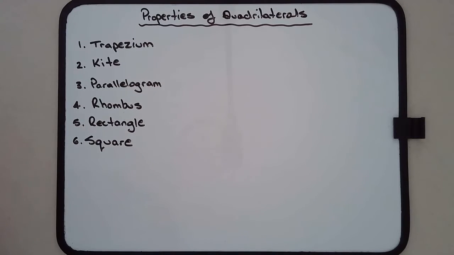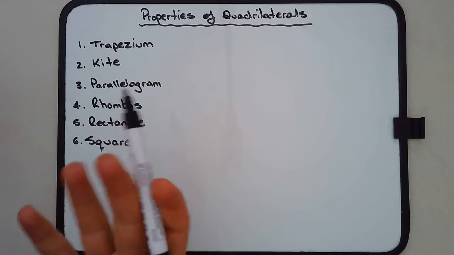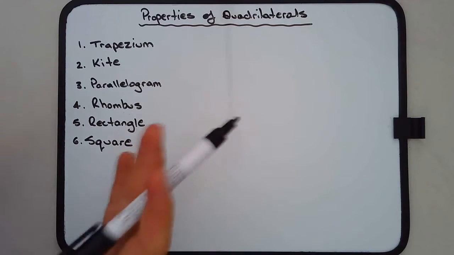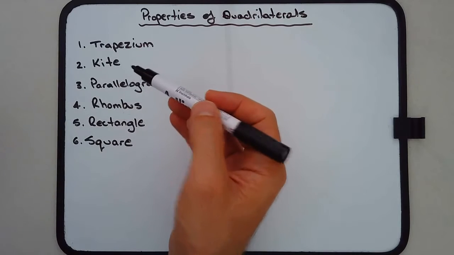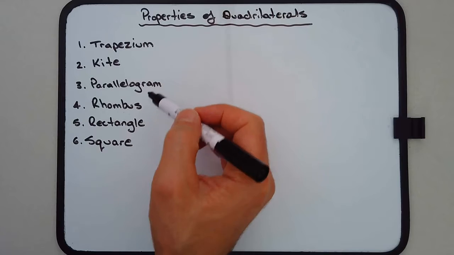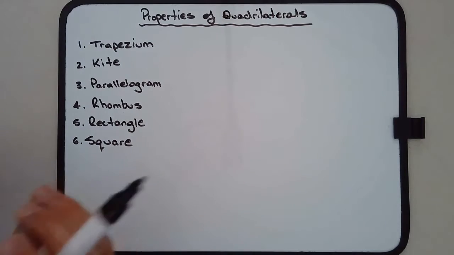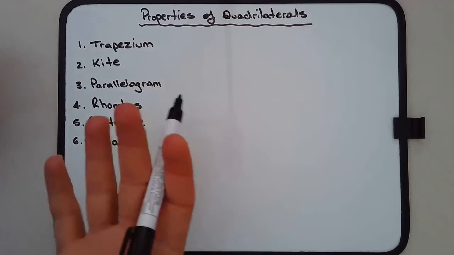Let's consider the properties of these six quadrilaterals. Quadrilaterals are four-sided shapes. The question is, what makes these shapes different to any other shape? What makes a trapezium, what makes a kite, what makes a parallelogram? It's really looking at those certain properties that make the shape what it is and why we call it the name that we call it.